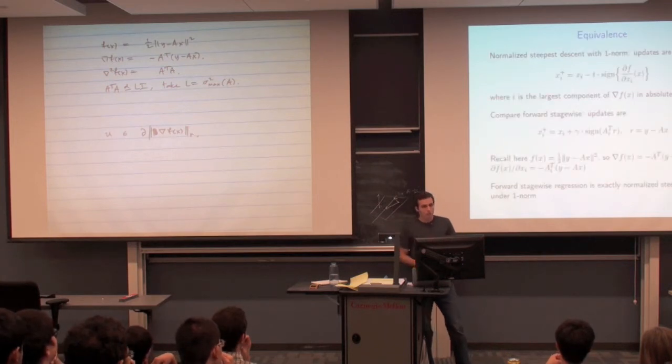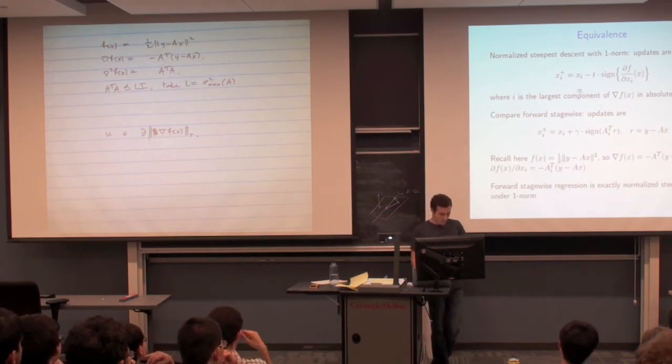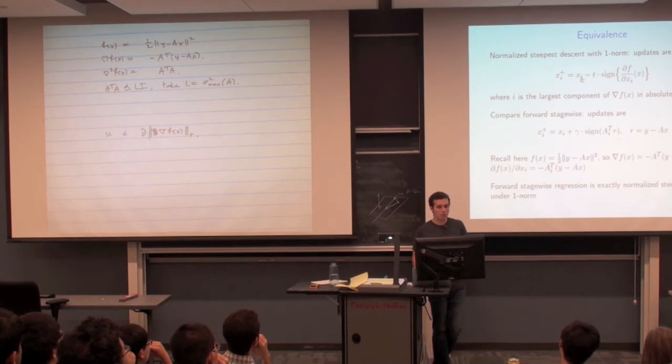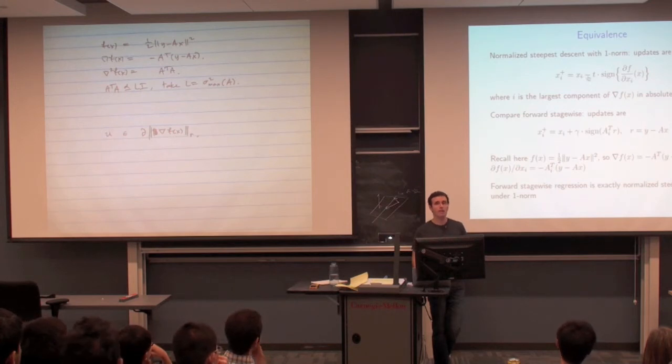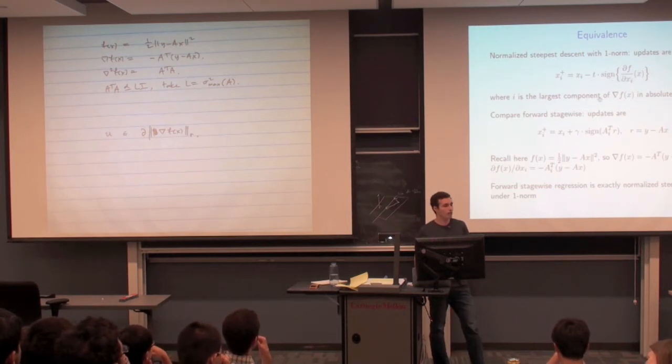Now we can see an equivalence. Normalized steepest descent with the 1 norm looks like this. I take my current iterate x, and I only update the ith component of it, and I subtract from that t times the sign of the ith component of the gradient, and I call that my new variable x+. So x+ is identical to x in every component except for the ith one, in which I move along the negative sign of the gradient, where i is the largest component of the gradient of f of x in absolute value. So that's what normalized steepest descent is for the 1 norm.